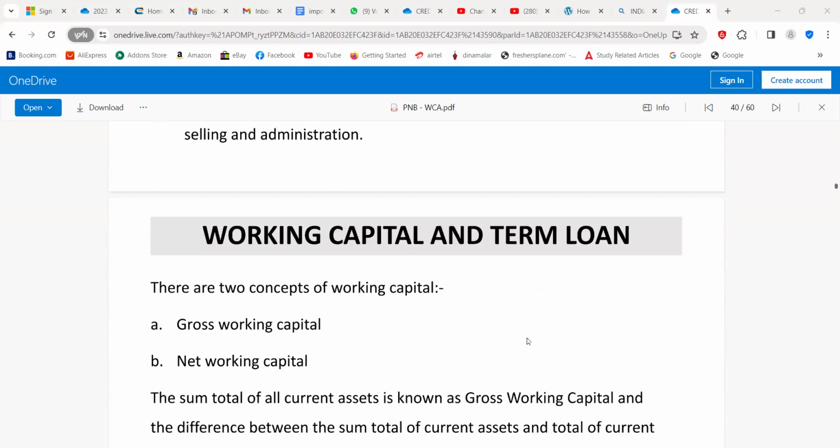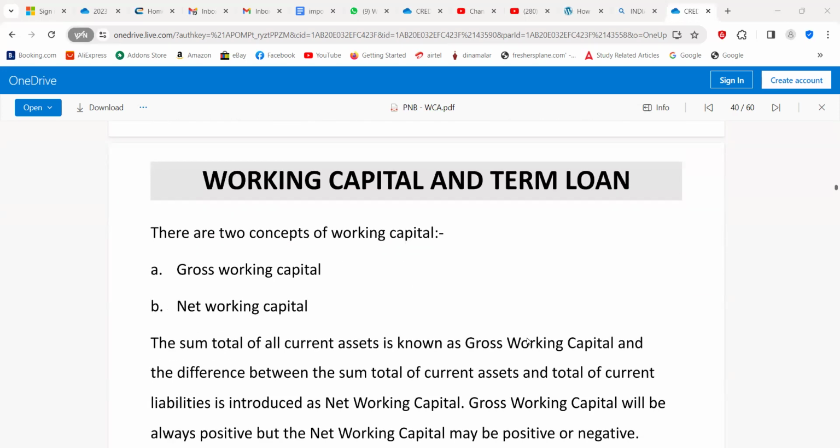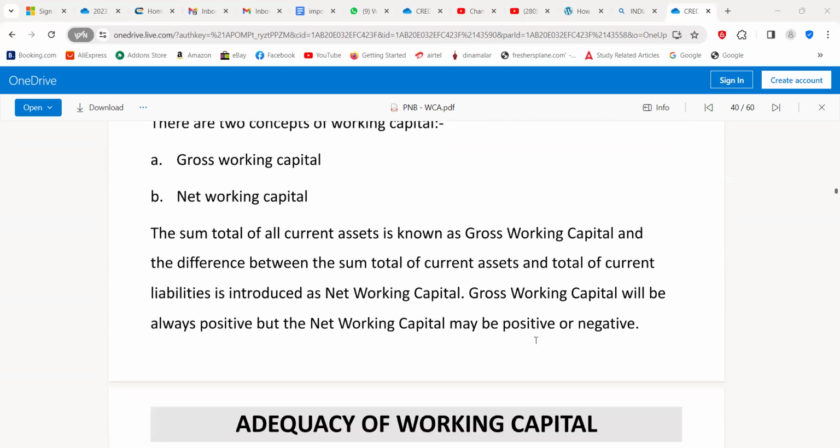Good. Continue. So going forward, there are two concepts of working capital. First is gross working capital and second is net working capital. Sum total of all current assets is known as gross working capital, and the difference between the sum total of current assets and total of current liabilities is known as net working capital.